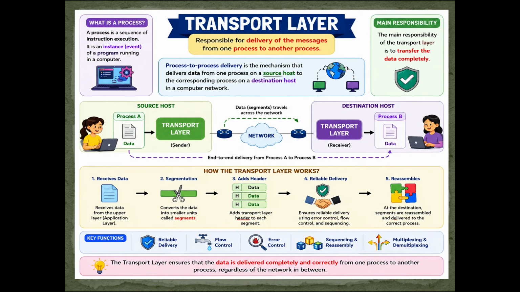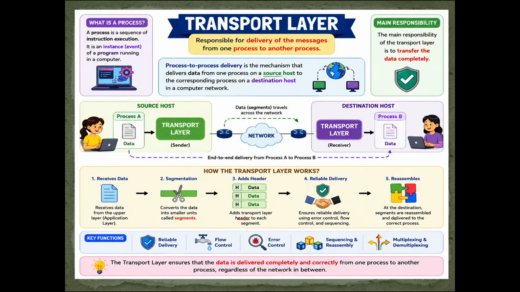The transport layer always receives the data from the application layer, and it will transform the data into smaller units called segments. It will add a header to each segment, and it will make the delivery reliable by using error control, flow control and sequencing. At the destination, the segmented data are reassembled and delivered to the correct process.